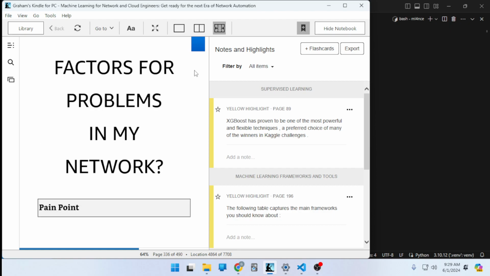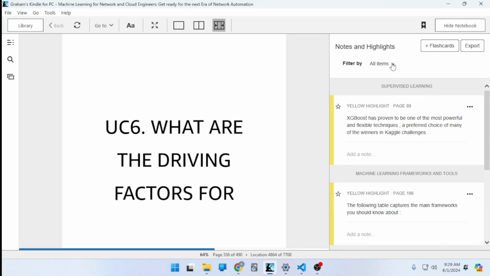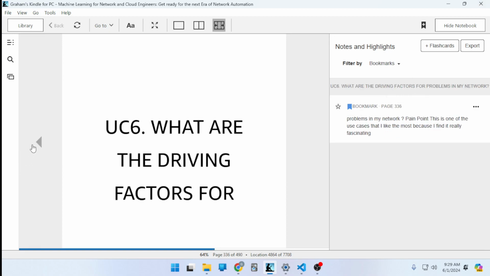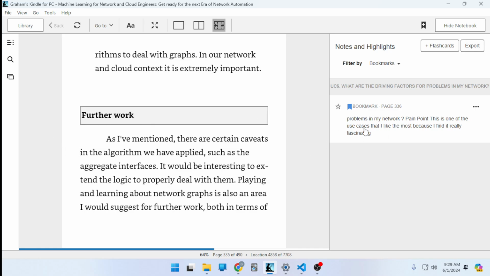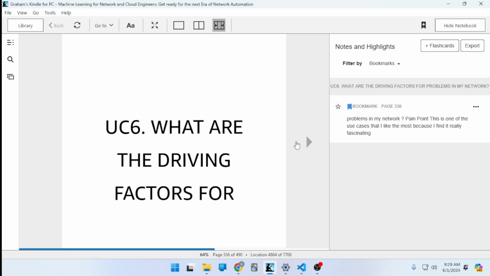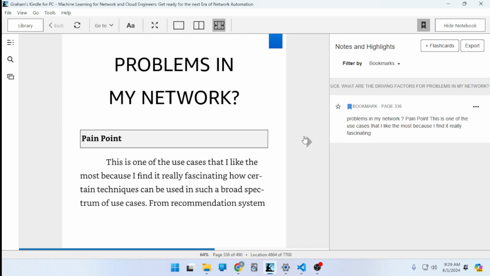So we're going to start on a new use case today. This is use case 6, so we're moving right along. We're almost 2/3 of the way done with the book, so it's amazing how much progress you can make when you just chip away at something over time. So use case 6 is, what are the driving factors for problems in my network?